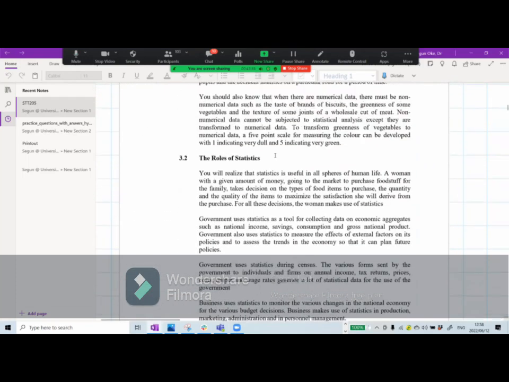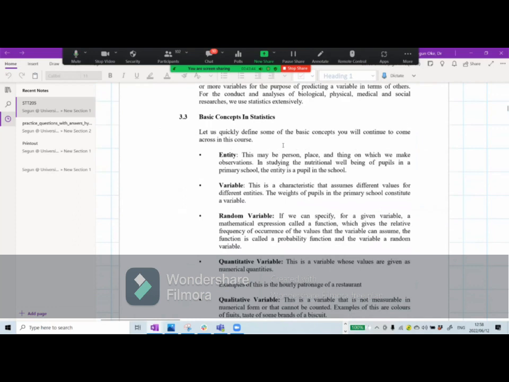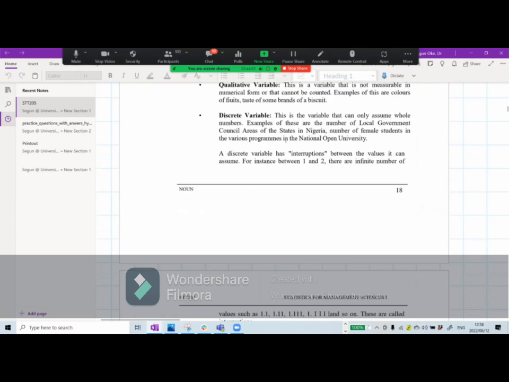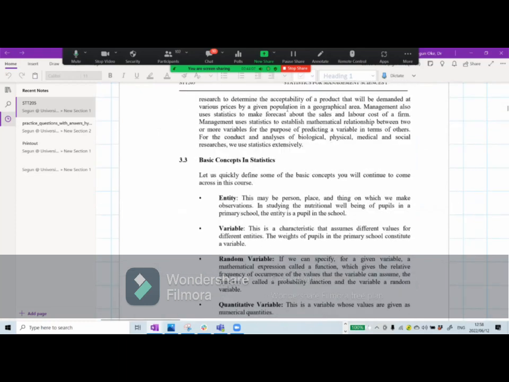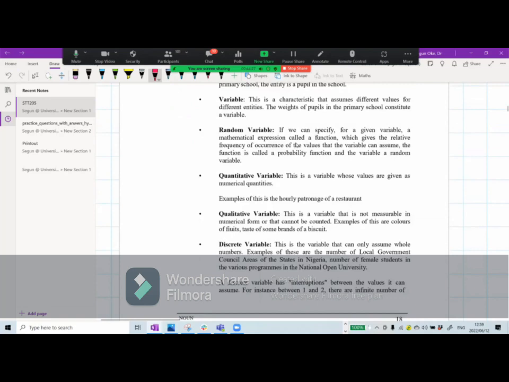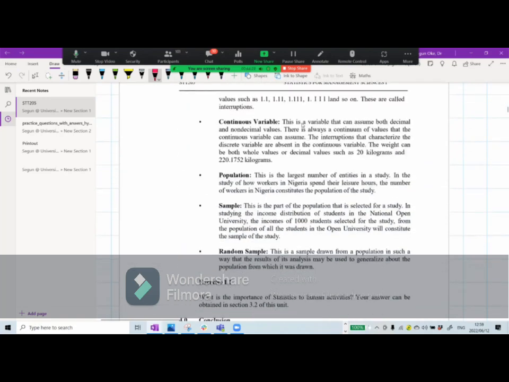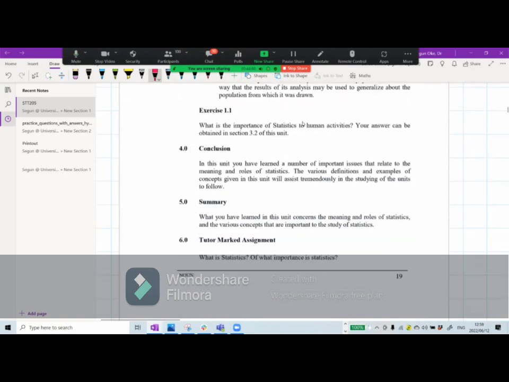Let's go to the calculation aspect. I want to beg you, go and read all these words, the role of statistics, they all usually come. The entity, the basic concepts in statistics: entity, variable, random variable, quantitative variable, qualitative variable, discrete variables. All these things are basic concepts. They can ask you, which of the following are not concepts in statistics? Know them in your own language so that by the time you see the question, you'll be able to answer. We have continuous variable, population, sample and random sample. All these things are very germane.